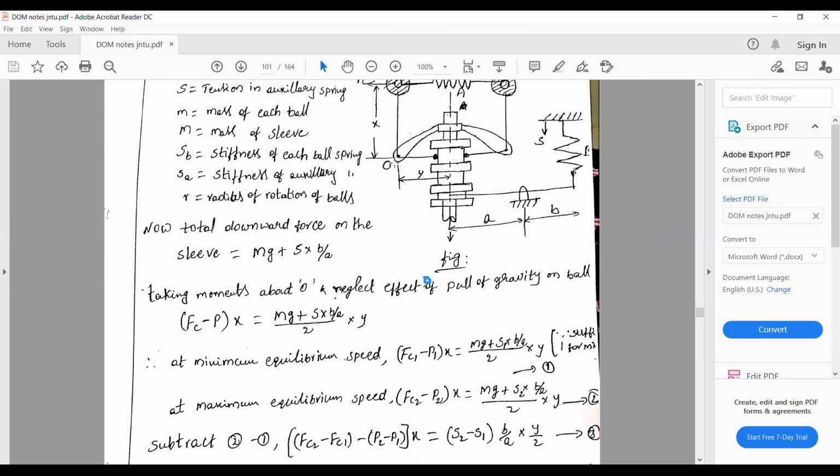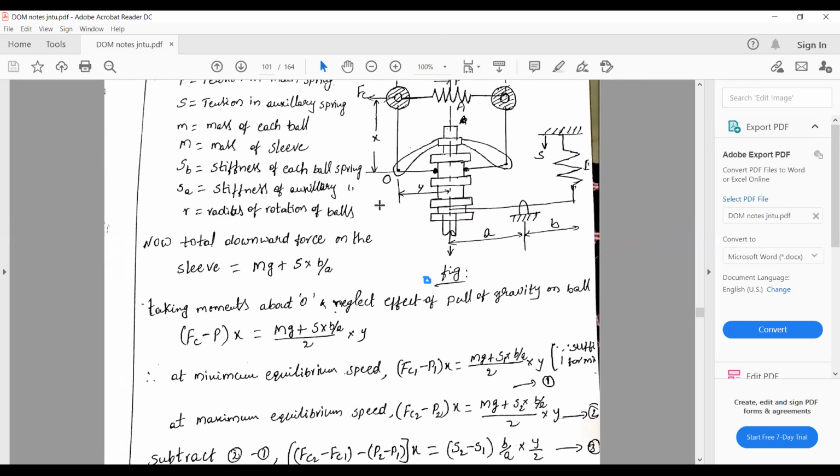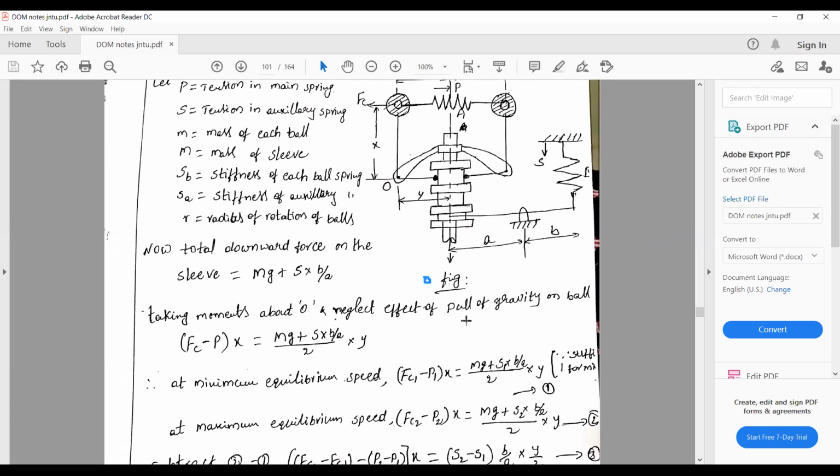This is the fulcrum. When we take the particular section, this is the fulcrum. So taking the moments about O, and neglecting the effect of pull of gravity on the balls, Fc minus P into X equals (mg plus S into b by a) by 2 into y.